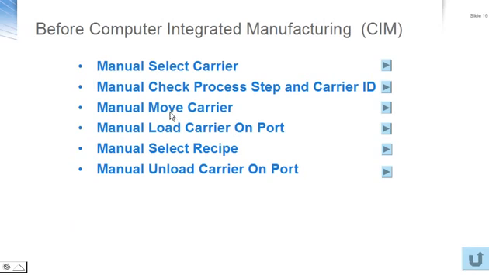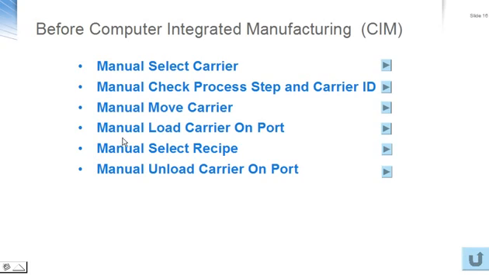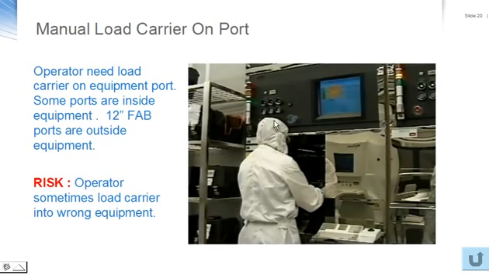And then we manually move the carrier, holding the carrier with 2 hands. The risk is if the operator is working too fast or holds the carrier with 1 hand, it may cause wafer breakage. And then we manually load the carrier on the pole. The operator loads the carrier on the equipment pole. Some poles are inside the equipment. In the 12-inch fab, the poles are outside the equipment. The risk is the operator sometimes loads the carrier into the wrong equipment.